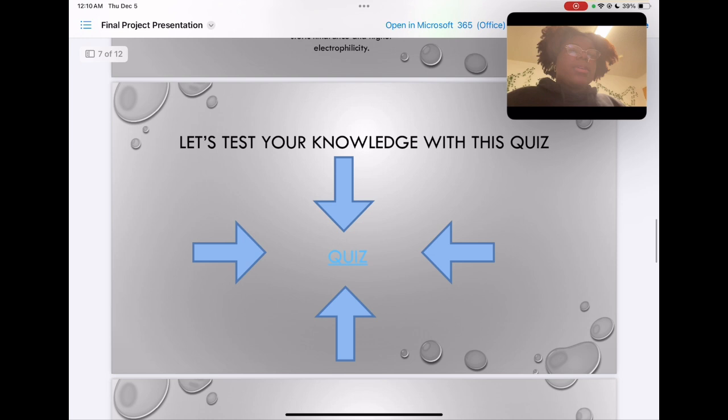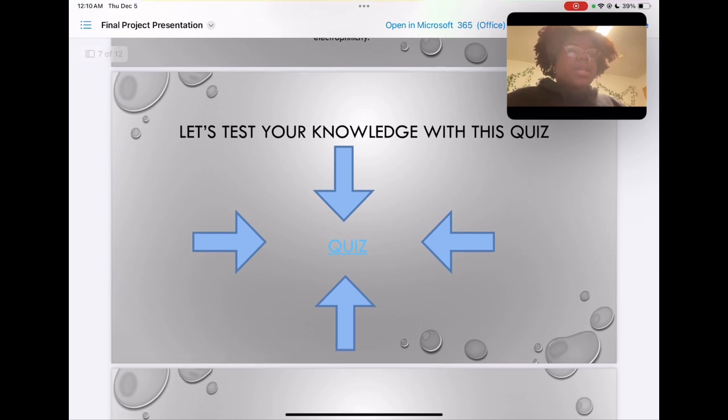On the next slide is going to be a quick little quiz. It's about 5 questions long. It's just testing your knowledge about acid and base catalyzed hydration.